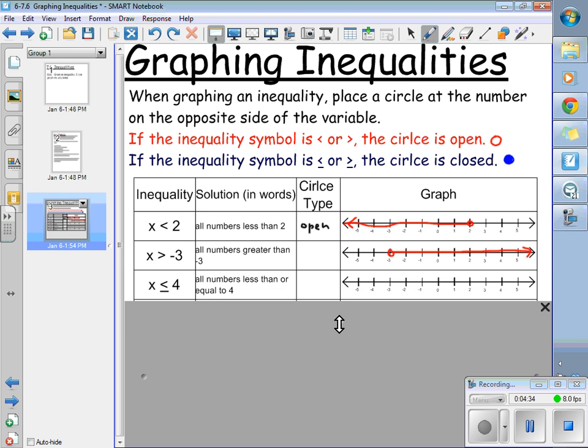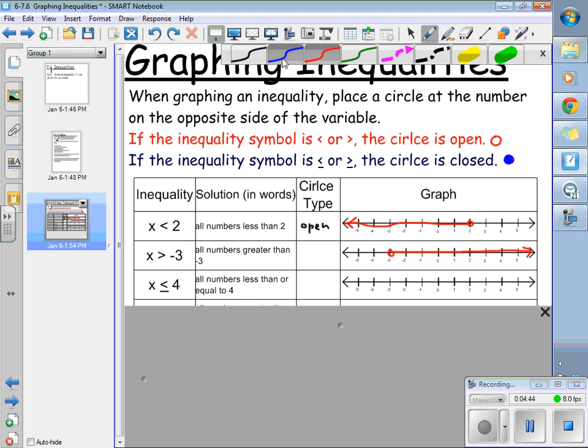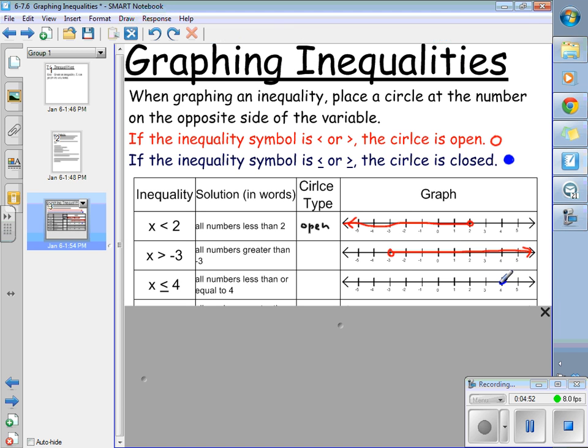All right, next one. X is less than or equal to 4. So we'll switch colors just because we have blue up on top. So we'll do blue again. Doesn't have to be, but it's just fun to switch it up. So I'm going to shade it in. And then it's less than or equal to, so I'm going to go all the way down, and my arrow again continues.